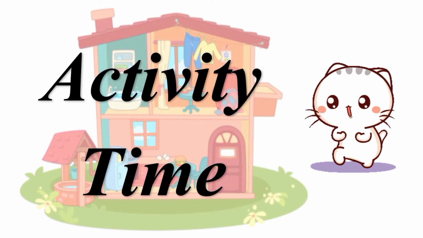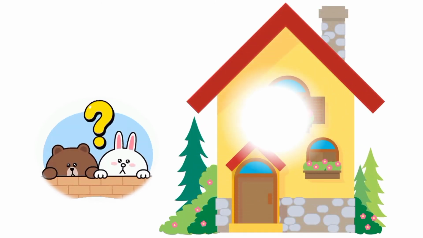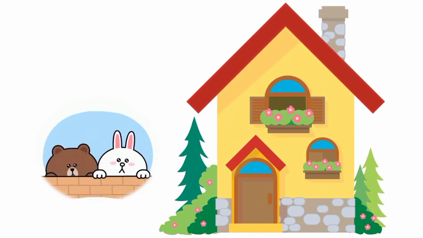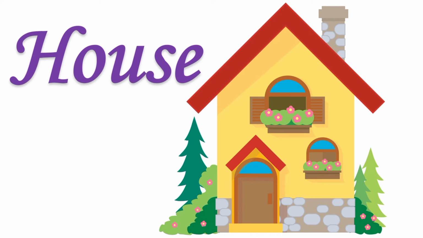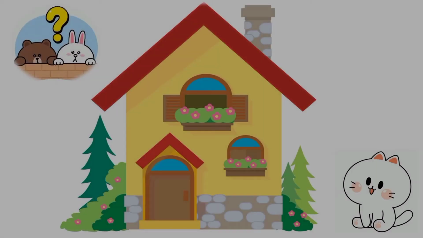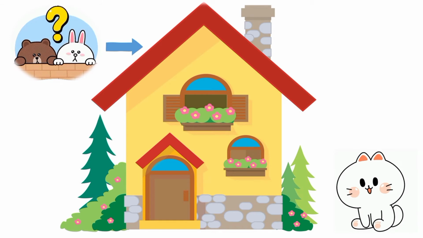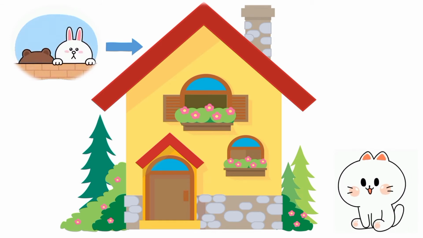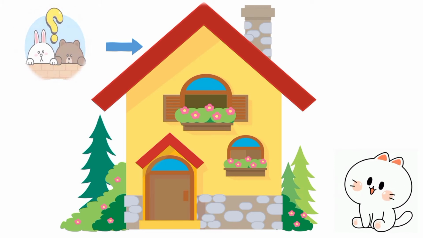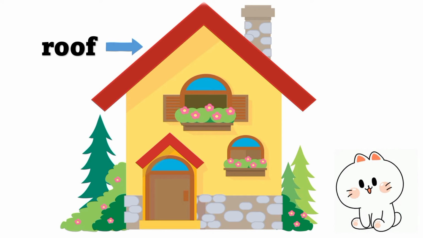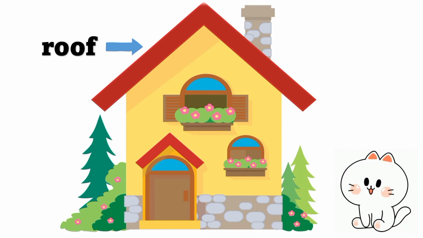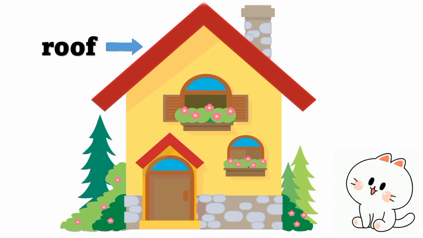Now, let's have some activity. Are you ready? In 1, 2, 3, let's go. What is it? House. Very good. It's a house. Okay, kids. How about this? What part of the house is it? Roof. Very good. It's a roof.